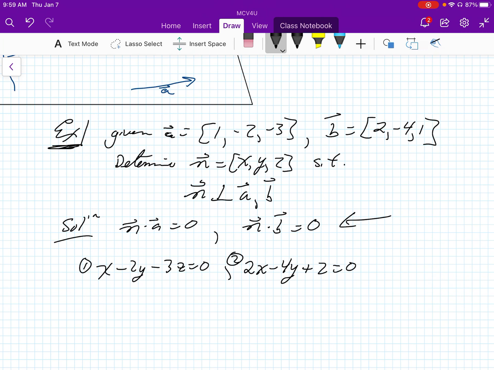Okay, so move on. Here's the thing. We have 2 equations with 3 unknowns. 2 equations with 3 unknowns means there's an infinite number of solutions. Well, how are we supposed to get 1? How do we know that there's an infinite number?